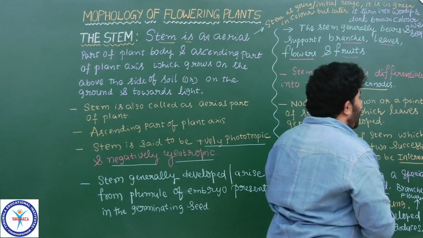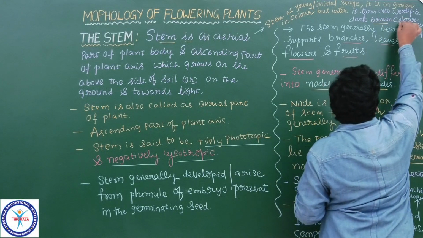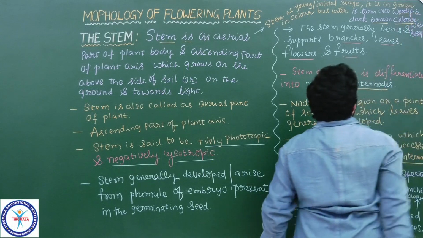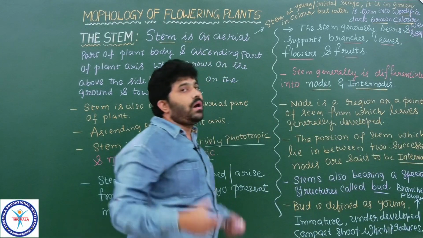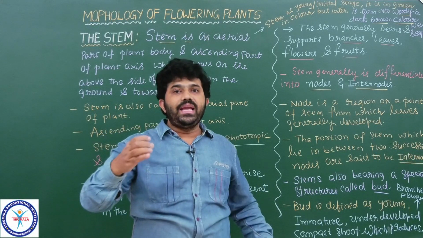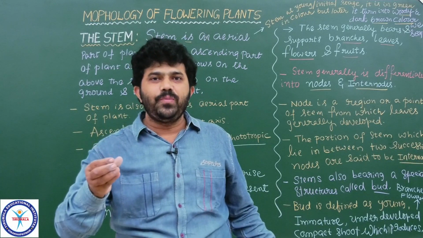Dark brown and woody, I think you know. In general, well developed, fully matured plants, once you check, the stem is woody, hard. Woody means what? Hard. But during young stage, the stem is very weak, you know.